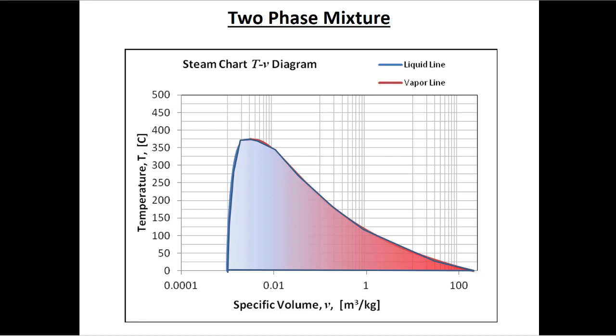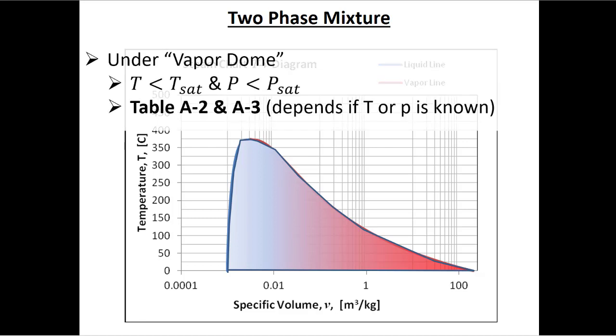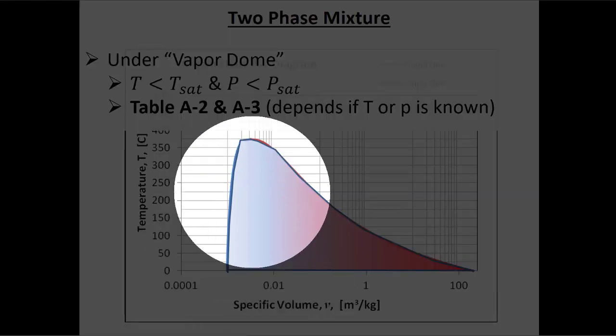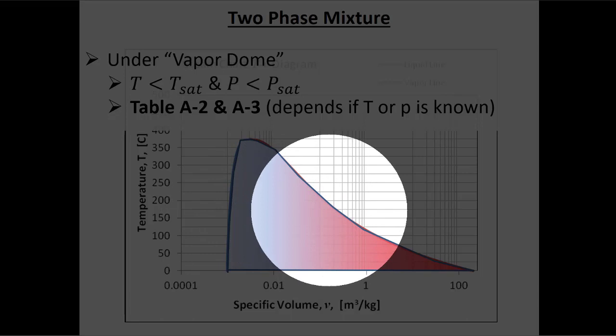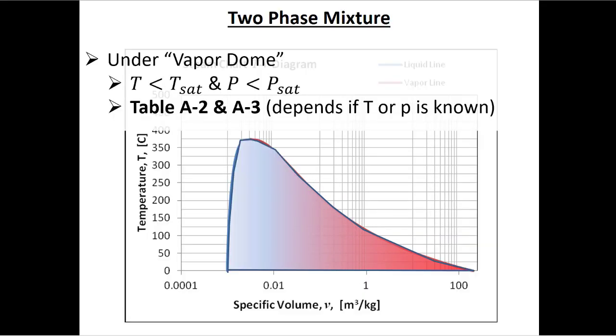So when we're under the vapor dome, we have this two-phase mixture. We know that we're at the saturation temperature and the saturation pressure, but depending on where we are on a horizontal line, we'll have either more saturated liquid, or as we move to the right, more saturated vapor. So our quality is going from 0 at saturated liquid up to 1 at saturated vapor.